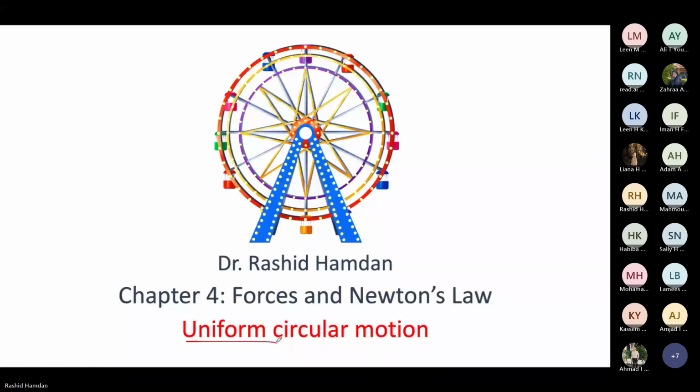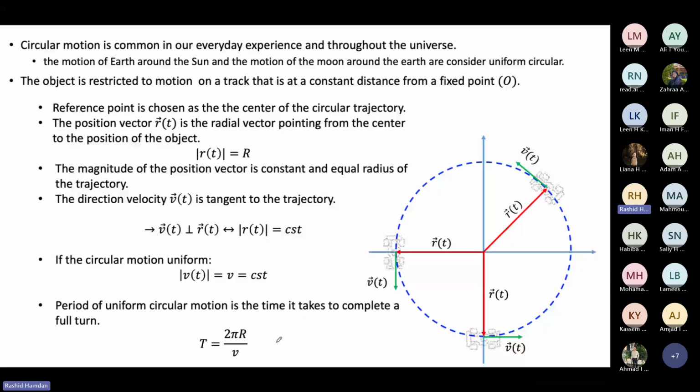So if we have an object going in a circle, it's always changing direction. So its velocity is not constant. Even if we say uniform, the speed might be constant, but the velocity cannot be constant because it's changing direction. So that's the first point we have to think of.